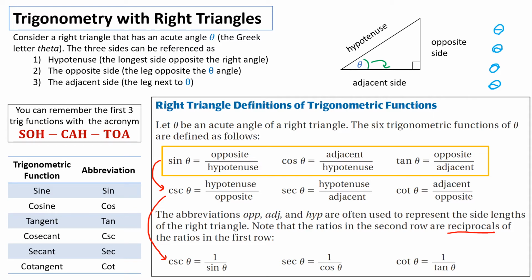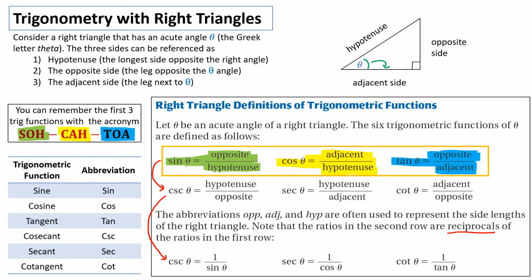The So part represents that sine, S, is the opposite, O, divided by hypotenuse. So that goes with that one. Cah, C-A-H, means that cosine of theta is the adjacent divided by the hypotenuse. And Toa means that tangent of theta is the opposite divided by the adjacent.